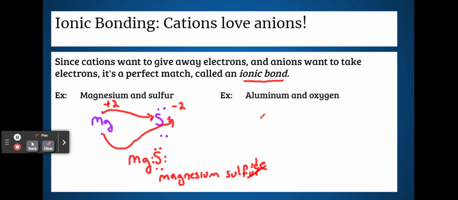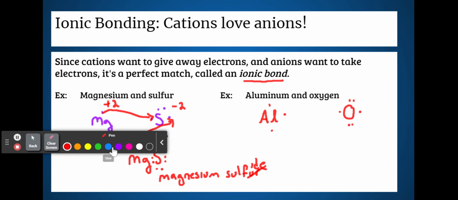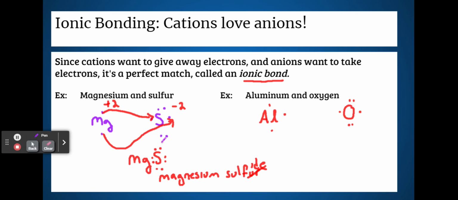Here's the example of aluminum and oxygen. Here's Al with 1, 2, 3. Here's oxygen with 1, 2, 3, 4, 5, 6. Getting those from the periodic table, looking at the number of valence electrons. This one's going to be a little bit trickier because you're going to have more aluminums and more oxygens that need to be bonded together in order to make these multiples of 8 valence electrons like a noble gas.